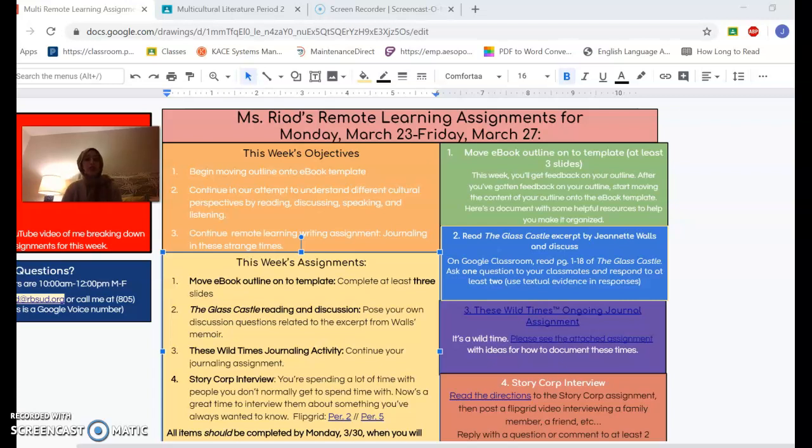So I'm just going to get right into it because there's a lot to go over. Basically, you've got 3 things to do, 4 really, but 3 objectives. The first one is we want to really be moving our outline now onto our ebook template. We're going to continue in our attempt to really understand different cultural perspectives by doing readings, discussions, speaking, and listening. And then you're going to continue your remote learning assignment, journaling in these very, very strange times.